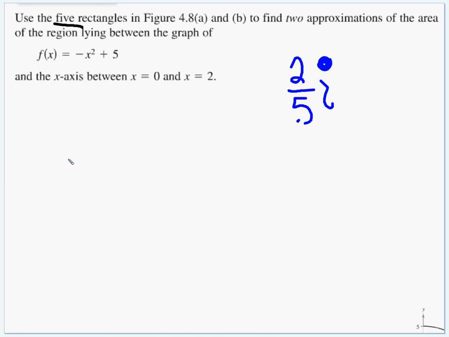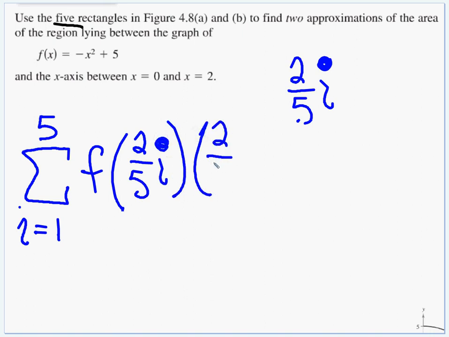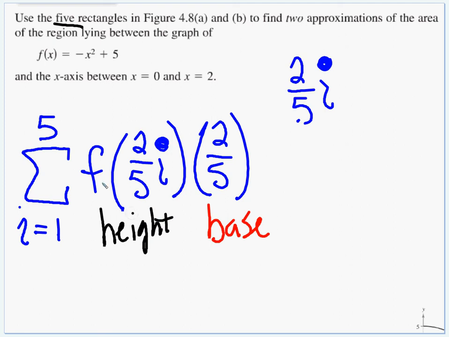So, to put this into summation notation, we're going to sum from I equals the first rectangle to the 5th rectangle, f of our endpoints, 2/5 I, times 2/5. Now think about this in geometric terms. The area of a rectangle is base times height. The 2/5 is the base of the rectangle. The function determines the height. F of the endpoint is going to give us the height. So here is base times height.